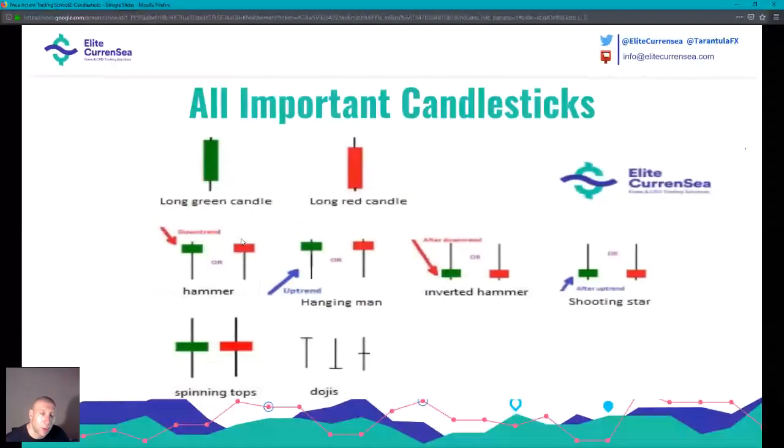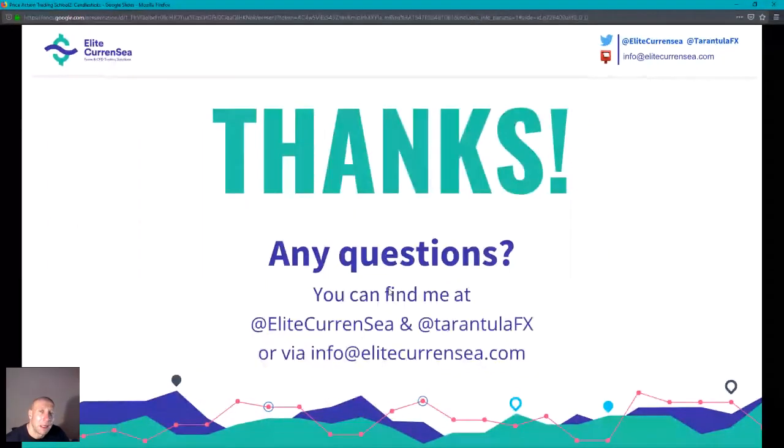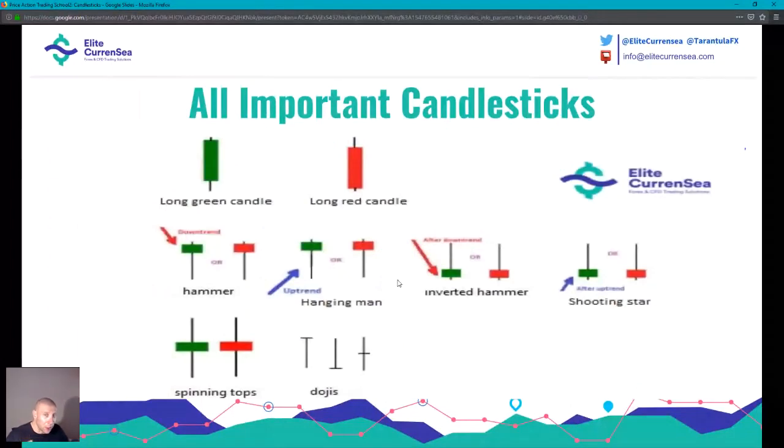All important candlesticks that we teach and that we use are here, guys, except for a few more that I will cover on a real chart. Long green candle, long red candles. You can call them blue or black, but usually people like to see greens and other colors like blues, magentas, reds. A long bullish candle, we say green here, is important because it signifies bullish strength. Long red candles, long bearish candles, signify bearish momentum and strength.